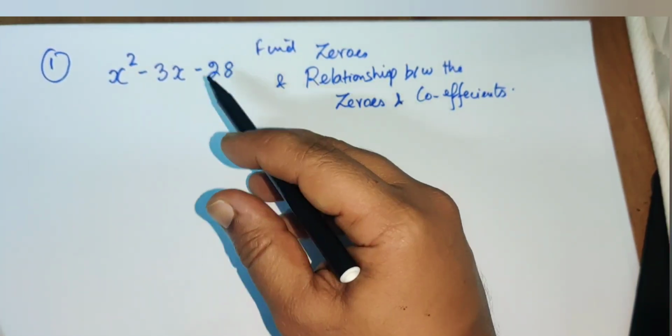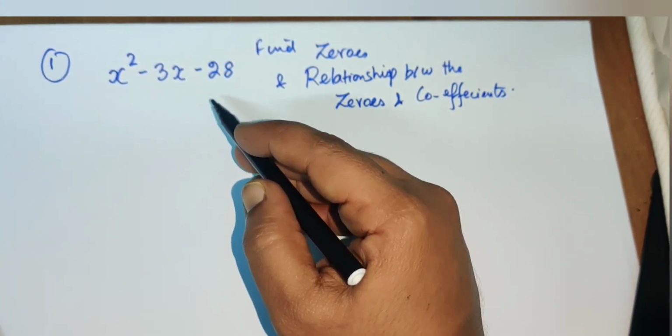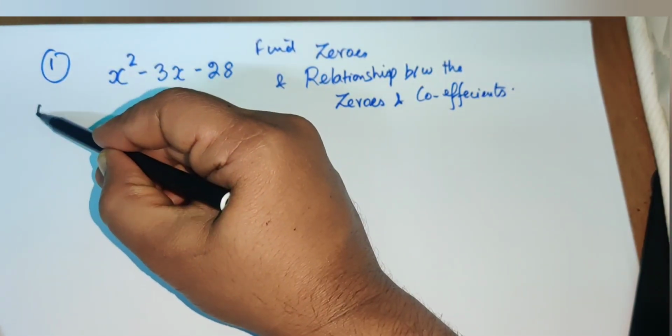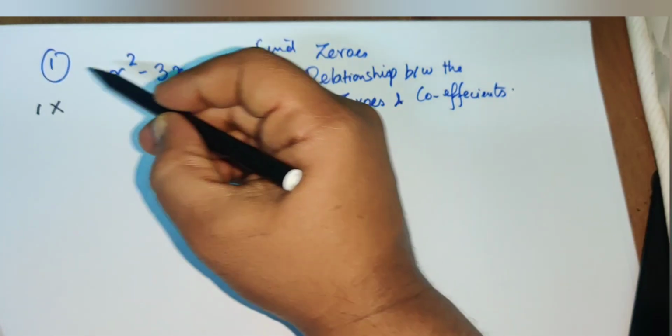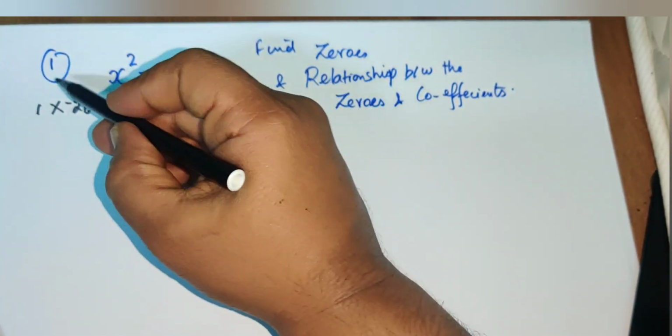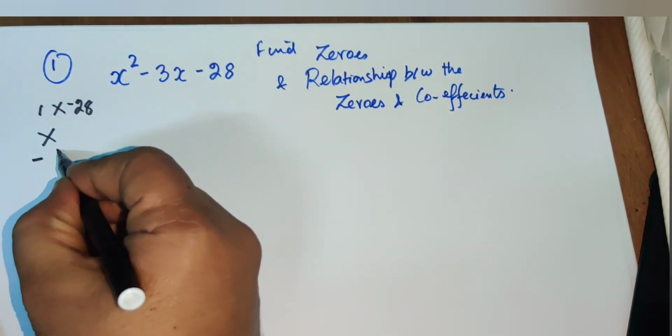In the last video, I told you how to find the zeros by the splitting method. You can see that the coefficient of x square is 1. So 1 into the constant, which is minus 28. And when we multiply, we should get minus 28.